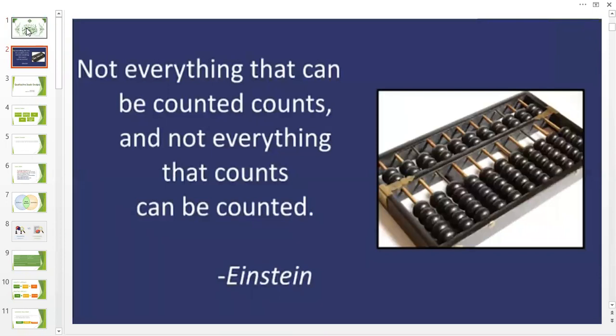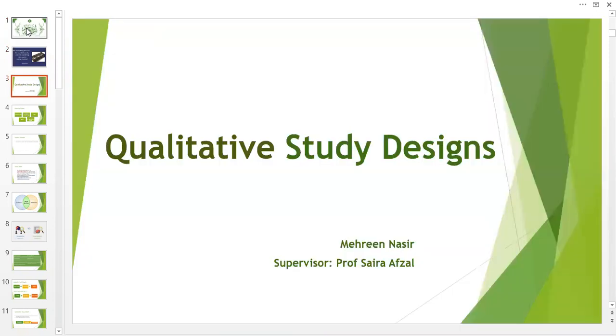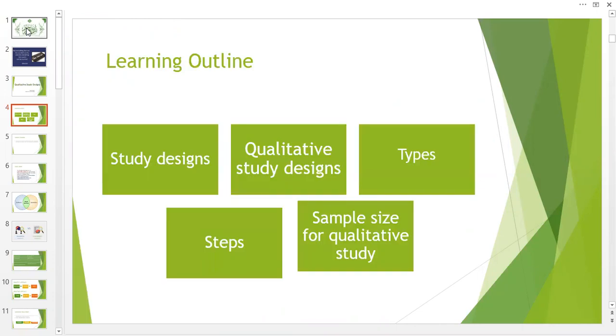Not everything that can be counted counts, and not everything that counts can be counted. My topic of presentation is qualitative study designs under supervision of Professor Saira Afzal.